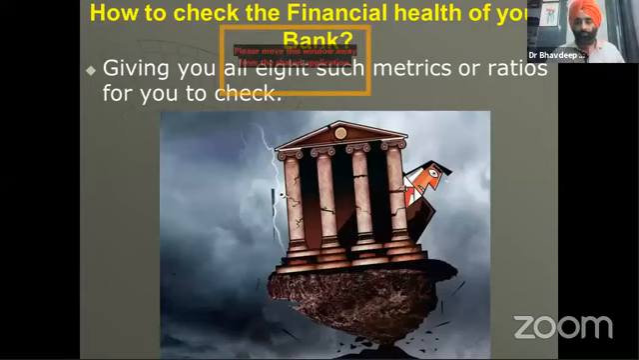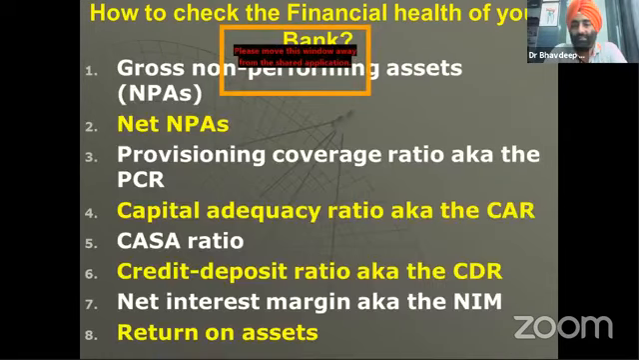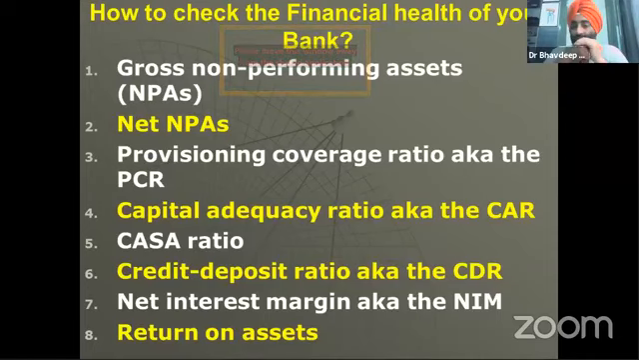Okay, so what are those 8? The gross NPAs, the net NPAs. NPAs we all know, non-performing assets. Then the provision coverage ratio, or PCR, the capital adequacy ratio, or CAR, the CASA ratio, current account saving account ratio, the CDR, the credit deposit ratio, and the NIM, the net interest margin, and of course ROA, return on assets. These are the 8 points separately. I'll be giving you a brief description of these 8 parameters.